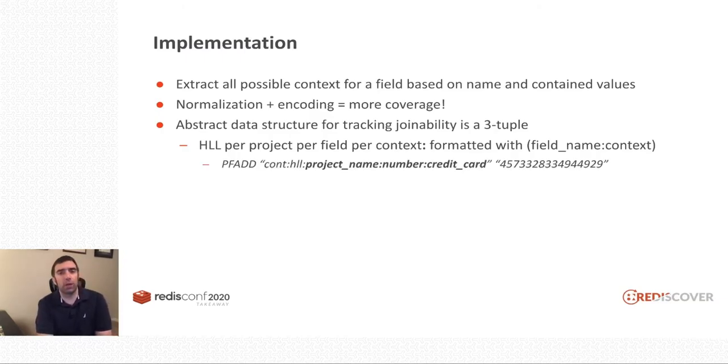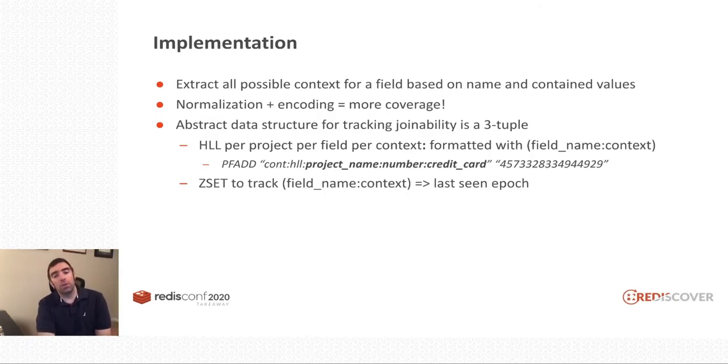So here's an example key name for Redis and adding a credit card number to it. So our field name is prefixed with cont for containment and HLL. And that is just a prefix you might use to differentiate the keys from other keys you have in the database. And then here we're combining the project name with the name of the field, which in this case is number, and then the context about the field, we've determined that it's a credit card. And here we're adding a fake value to this supposed HyperLogLog.